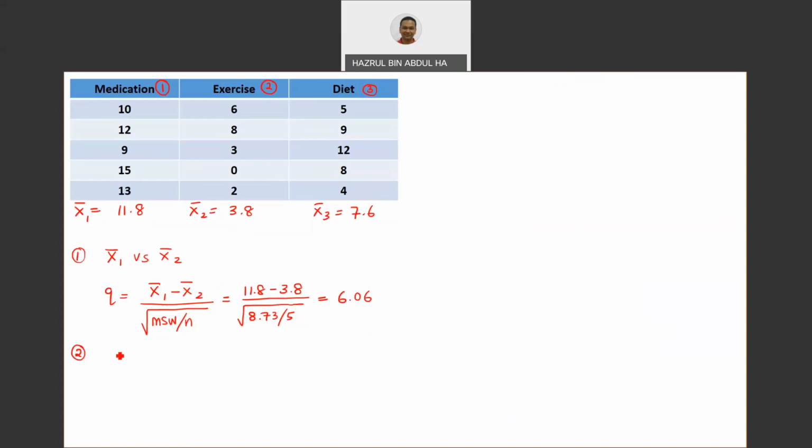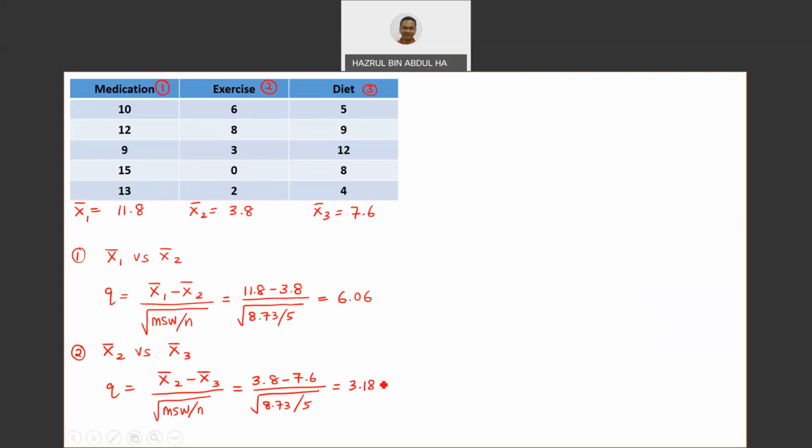The second comparison is between the second group, x bar 2, and the third group, x bar 3. So Q is equal to x bar 2 minus x bar 3 divided by the square root of MSW divided by n. This is equal to x bar 2, 3.8, minus x bar 3, 7.6, all divided by the square root of MSW, 8.73, divided by 5. And this is equal to 3.18.